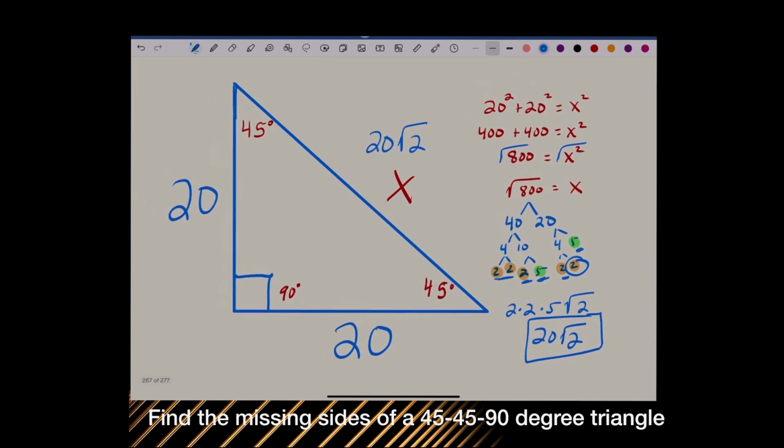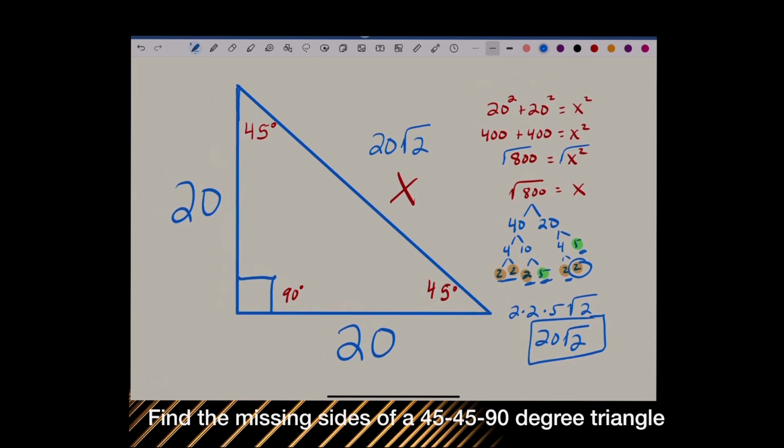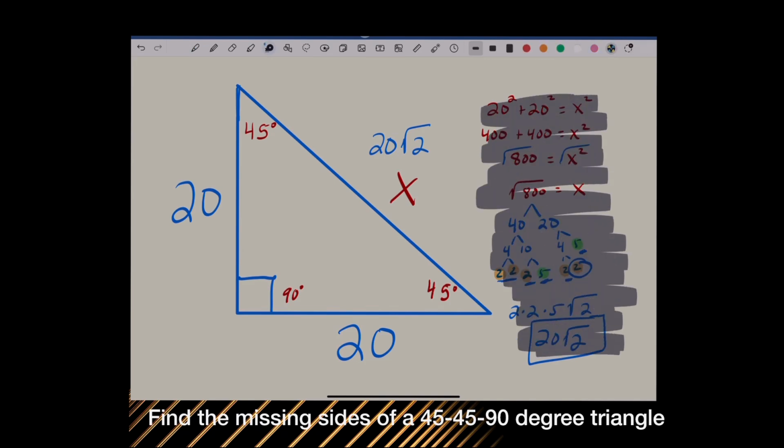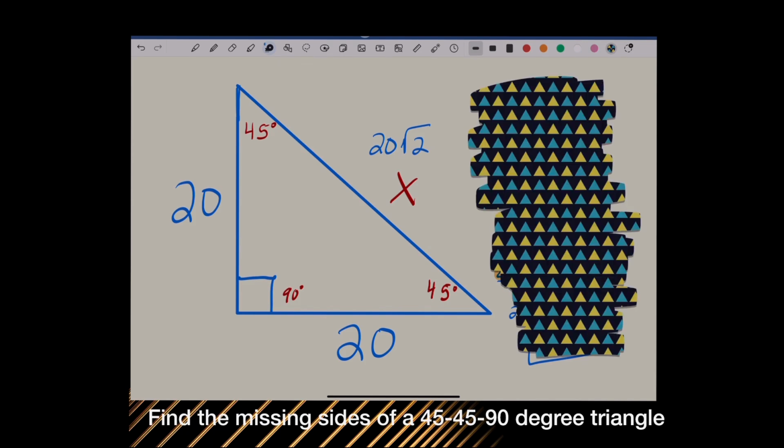Well, what observation can you make if you just look at it and ignore all of this stuff? If I just told you, instead of doing all of this work, that the answer was 20 radical 2, what do you notice? What's the length of my leg? 20. So it's the length of the leg times radical 2. That's all the hypotenuse is in a 45, 45, 90. It's the length of the leg times radical 2.